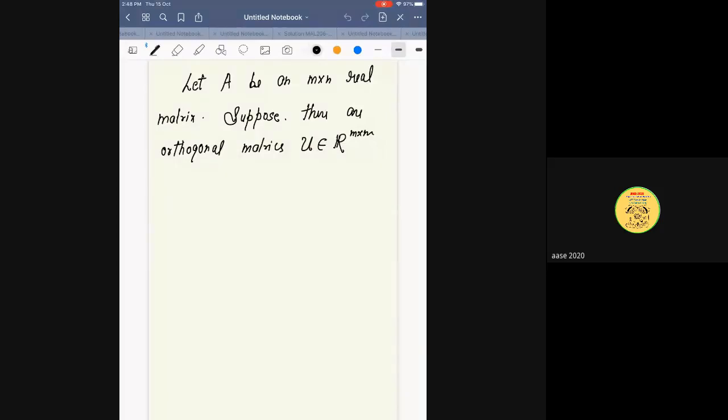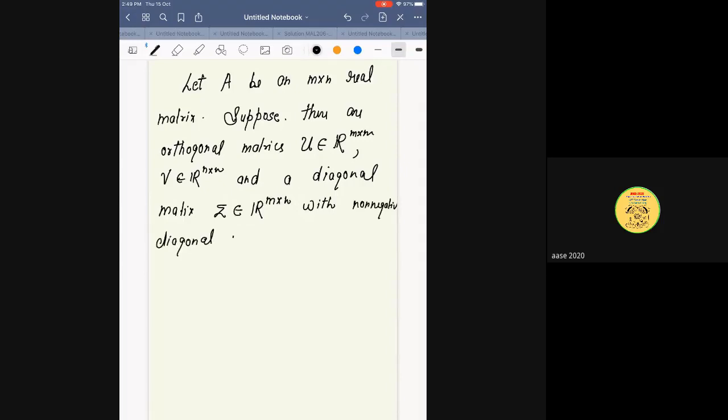So if we have a matrix A of size m cross n, which is a real matrix, and suppose there are two orthogonal matrices U and V of size n cross n, and one diagonal matrix sigma with non-negative diagonal entries sigma 1, sigma 2, up to sigma m, then A can be written as U sigma V transpose.